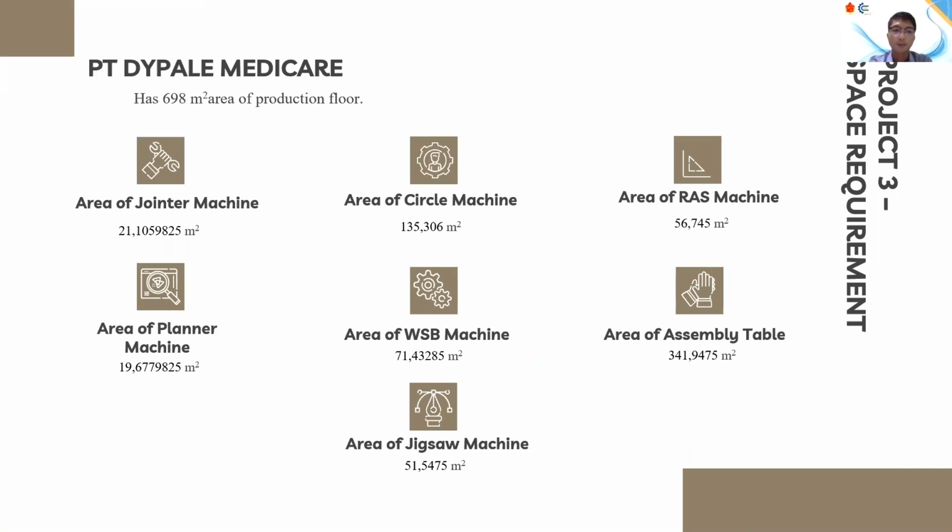For project 3, we calculate the machine area of each type of machine. So here is the data, and if we sum all of the machine areas, the production floor has a total area of 1688 square meters.